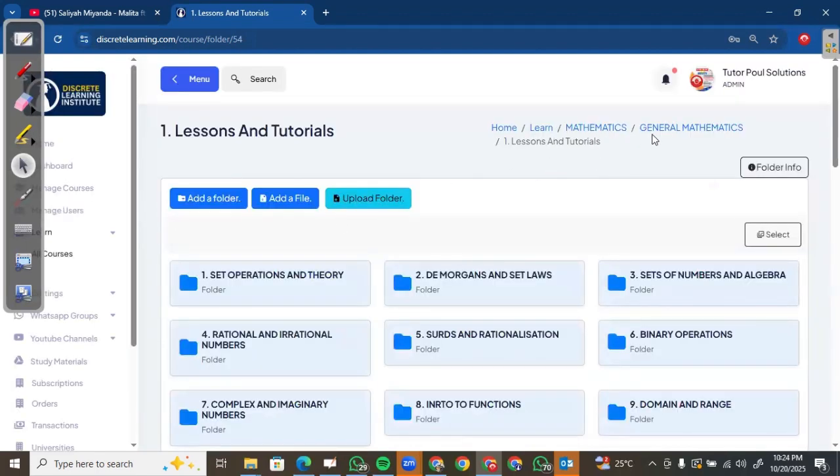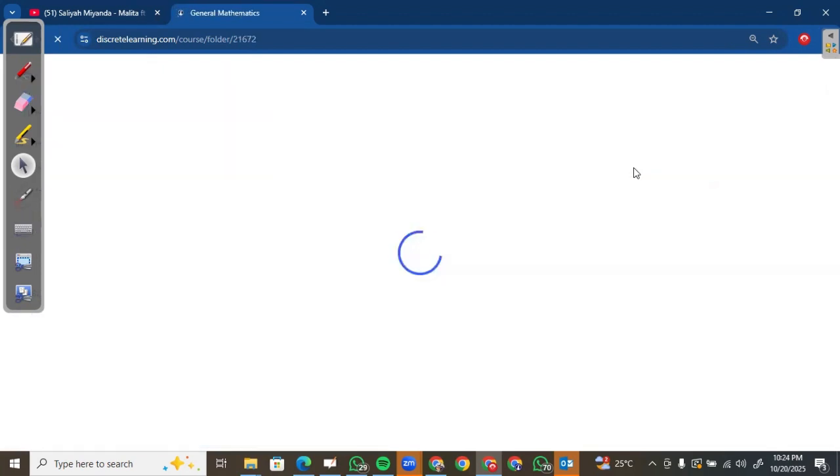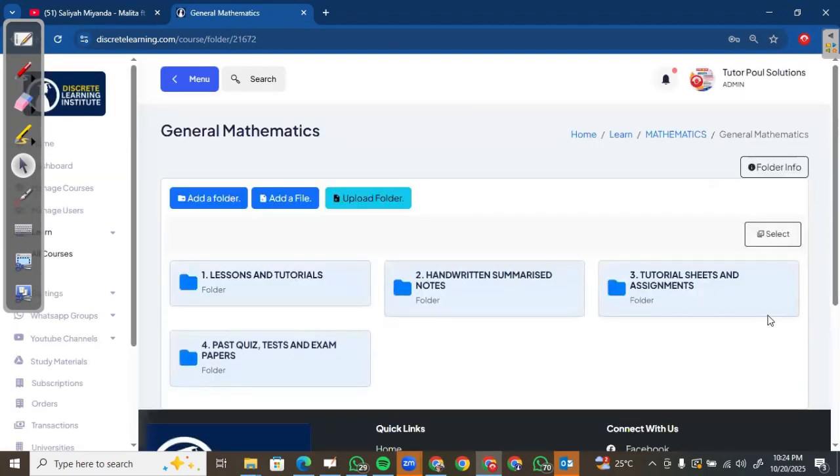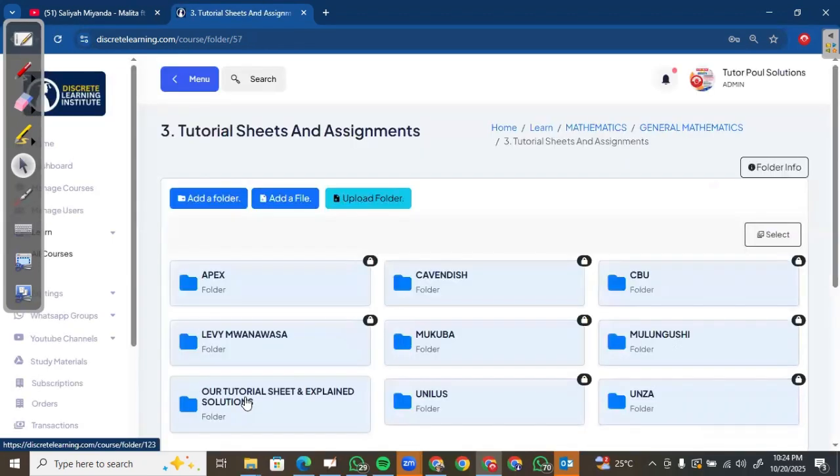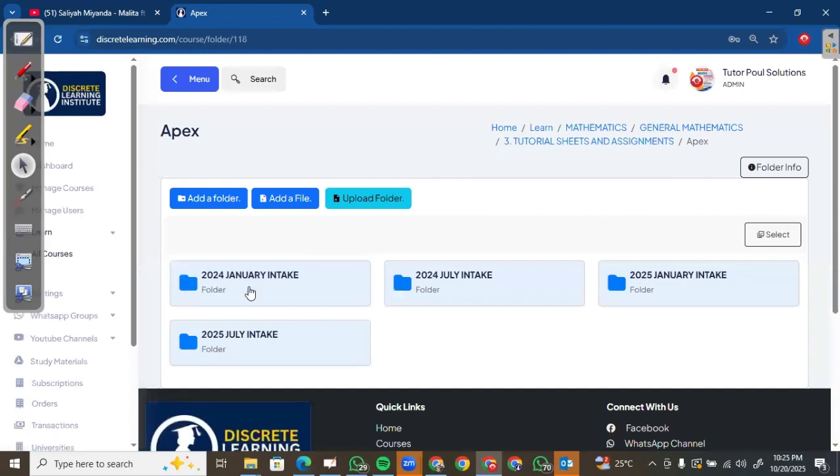And then if you want to access the tutorial sheets, of course, you go to the folder for the tutorial sheets. So you can go to the tutorial sheet folder here. Okay. And then you go to your university, which is Apex here. And then in this Apex, there are videos for all these intakes here. So you can also use these tutorial sheet videos to learn. Okay, so for example, if a new tutorial sheet comes out and I haven't yet maybe solved it, you can use a tutorial sheet for the past intake. Okay, because the concepts are just the same. They're just changing the numbers there and there.